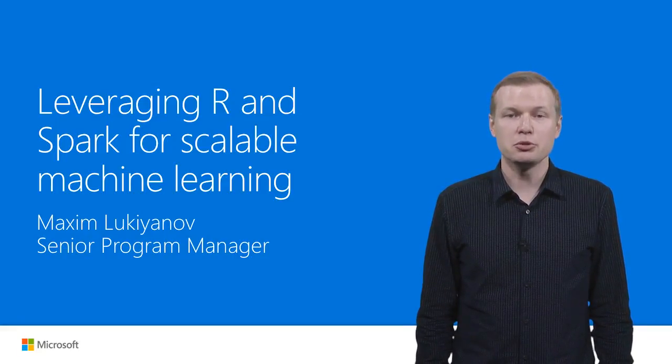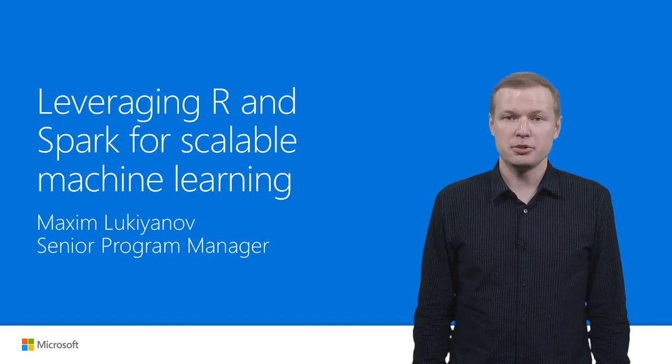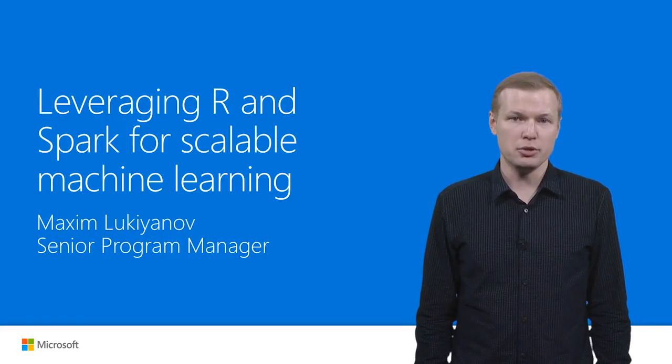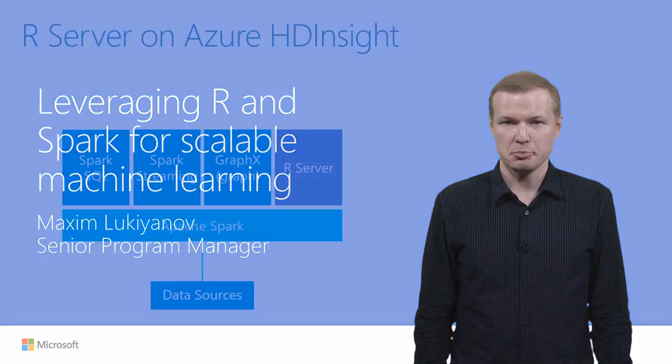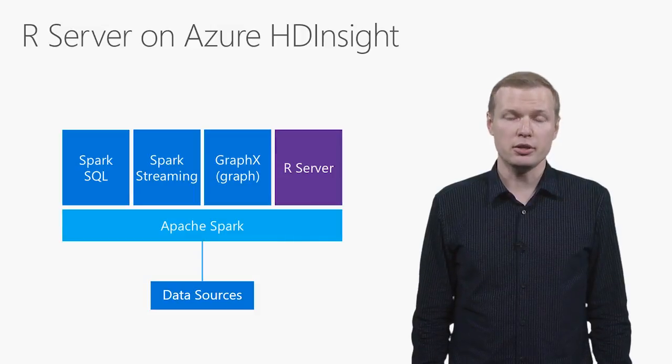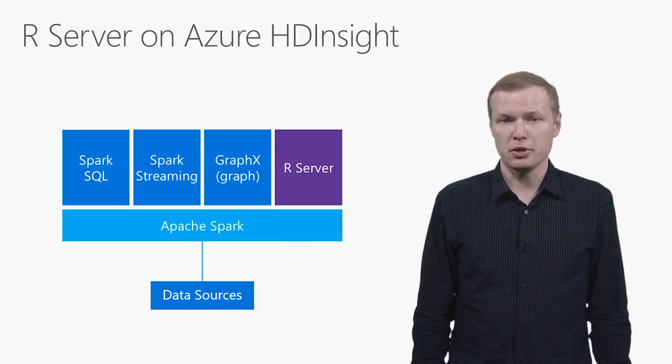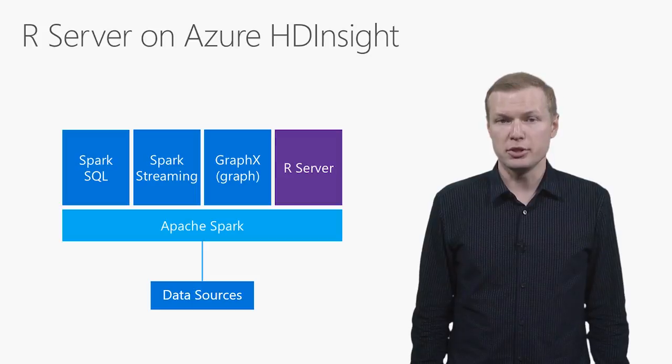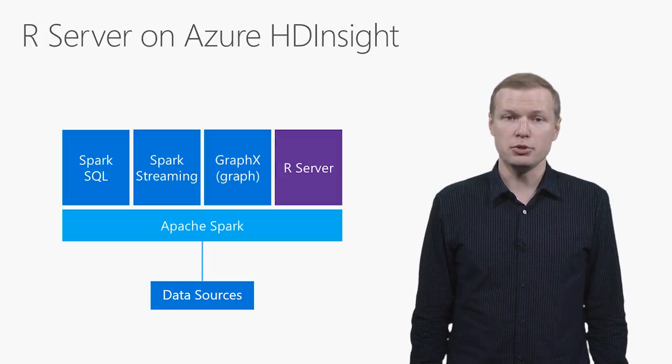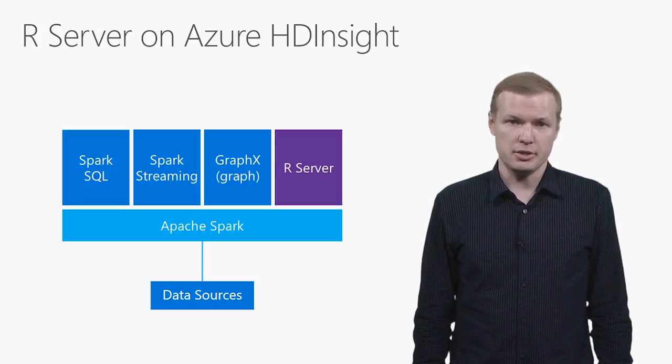In this video, I'm going to talk about how we can use R Server and Spark to run R machine learning models on large production-scale datasets. In open source R, the execution model of R programs is limited by the size of machine operating memory. This is problematic if you need to analyze a dataset of larger size.